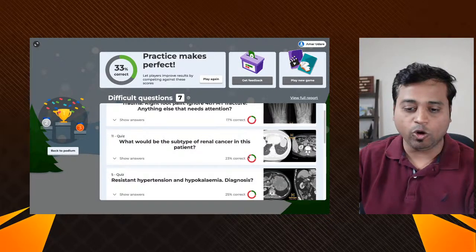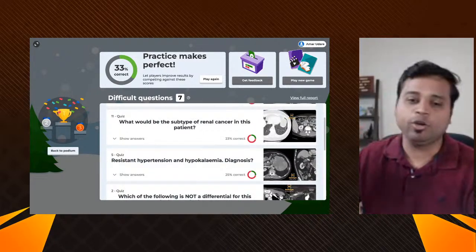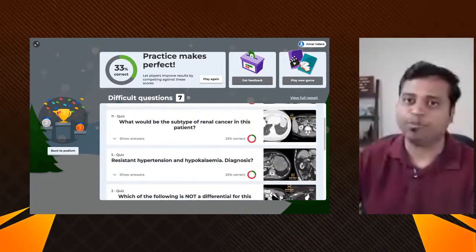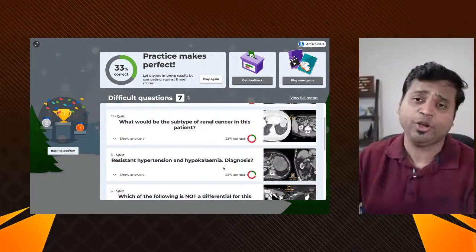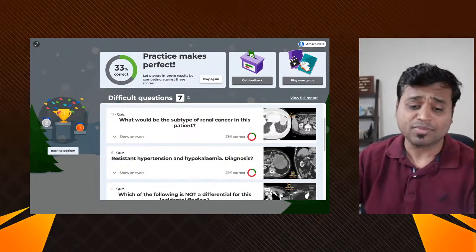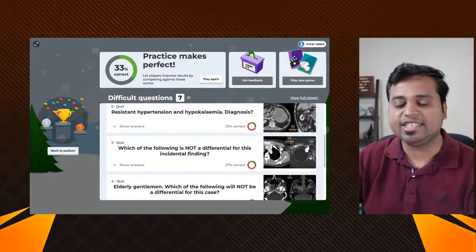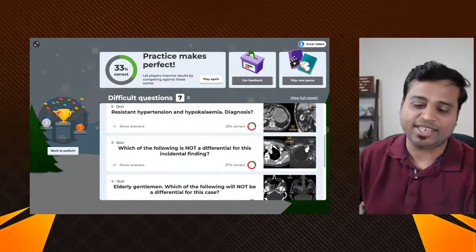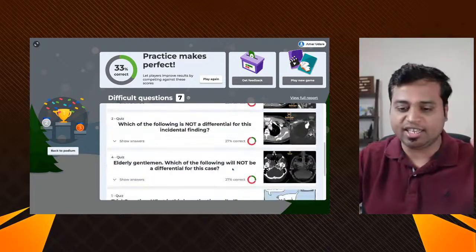The other question that was kind of difficult was this one, the one with a suprarenal tumor presenting with resistant hypertension and hypokalemia. That's a functioning adrenal carcinoma, a large adrenal tumor. Remember, adrenal cortical carcinoma should be your top differential. This one with a cystic lesion in the middle mediastinum, that was a bronchogenic cyst. Only 27% of you got this one correct, maybe because it was the initial question.